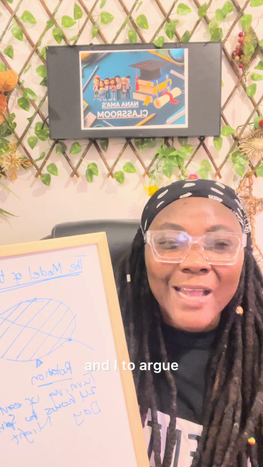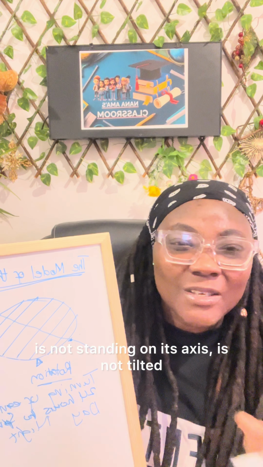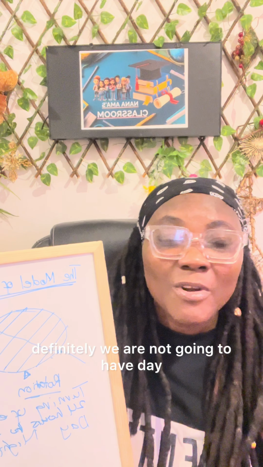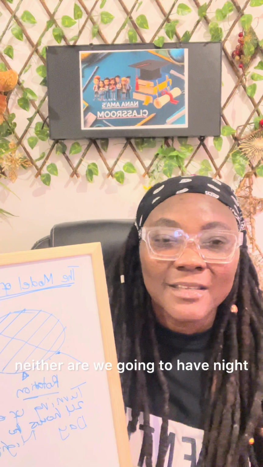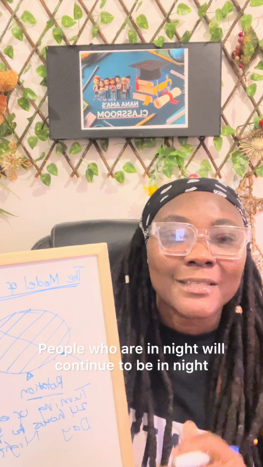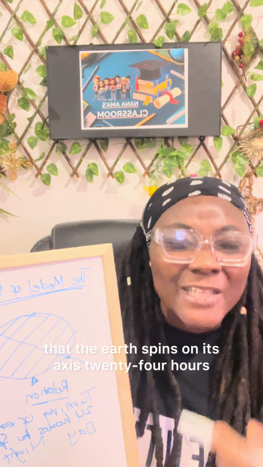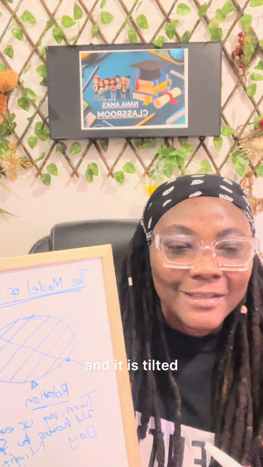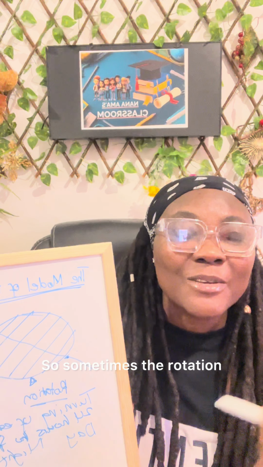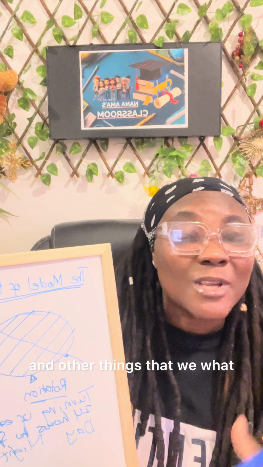Geographically, if you want you and I to argue, if the earth is not rotating, it's not standing on its axis, it's not tilted, and it's not spinning, definitely we are not going to have day, neither are we going to have night. People who are in day will continue to be in day, people who are in night will continue to be in night. So that is an evidence to tell you that the earth spins on its axis 24 hours and it is tilted. That process geographically is called what? Rotation.